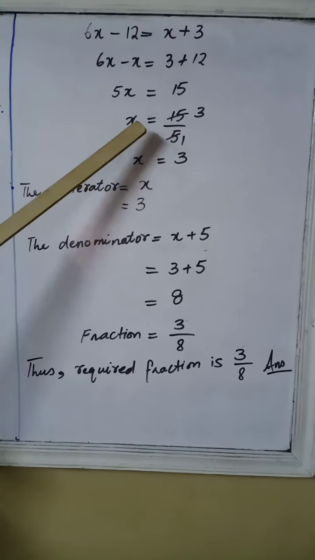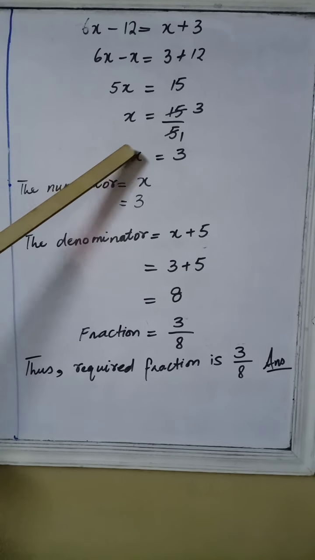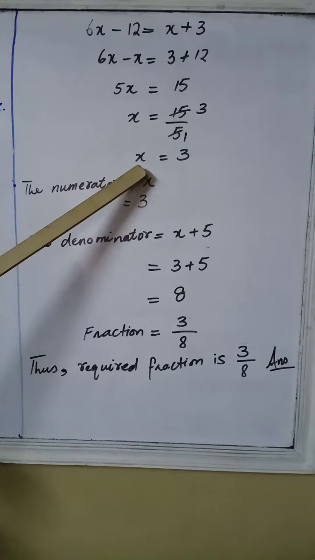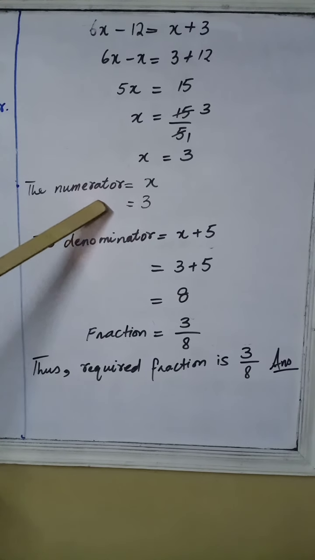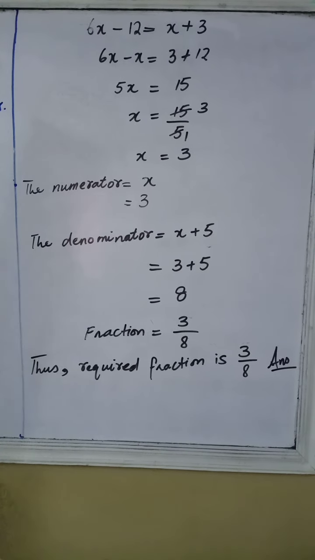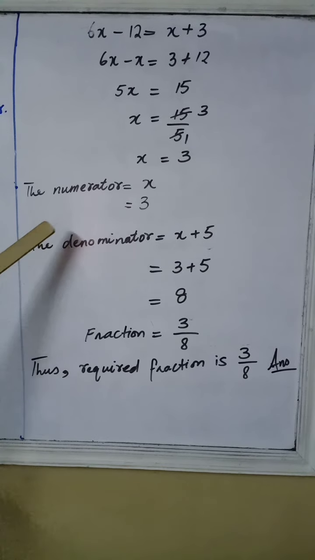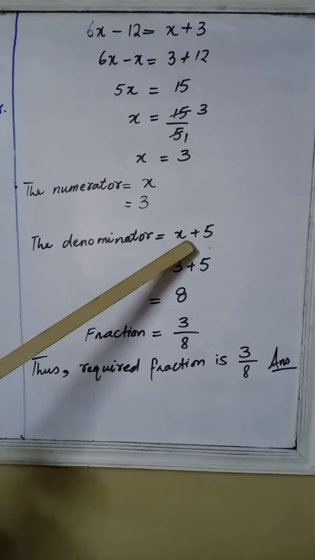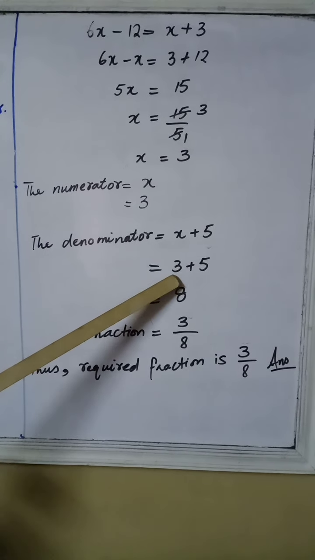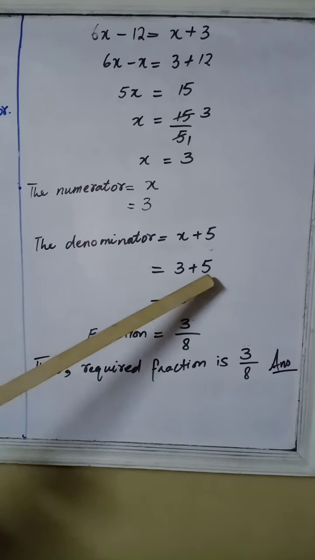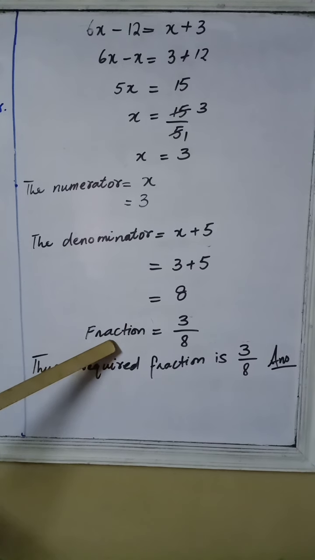So x is equal to 15 divided by 5. 5 ones are 5, 5 threes are 15. So x is equal to 3. Our numerator is x, so our numerator is equal to 3. Now the denominator is equal to x plus 5. So by putting the value of x, 3 plus 5 is equal to 8. So the denominator is equal to 8.